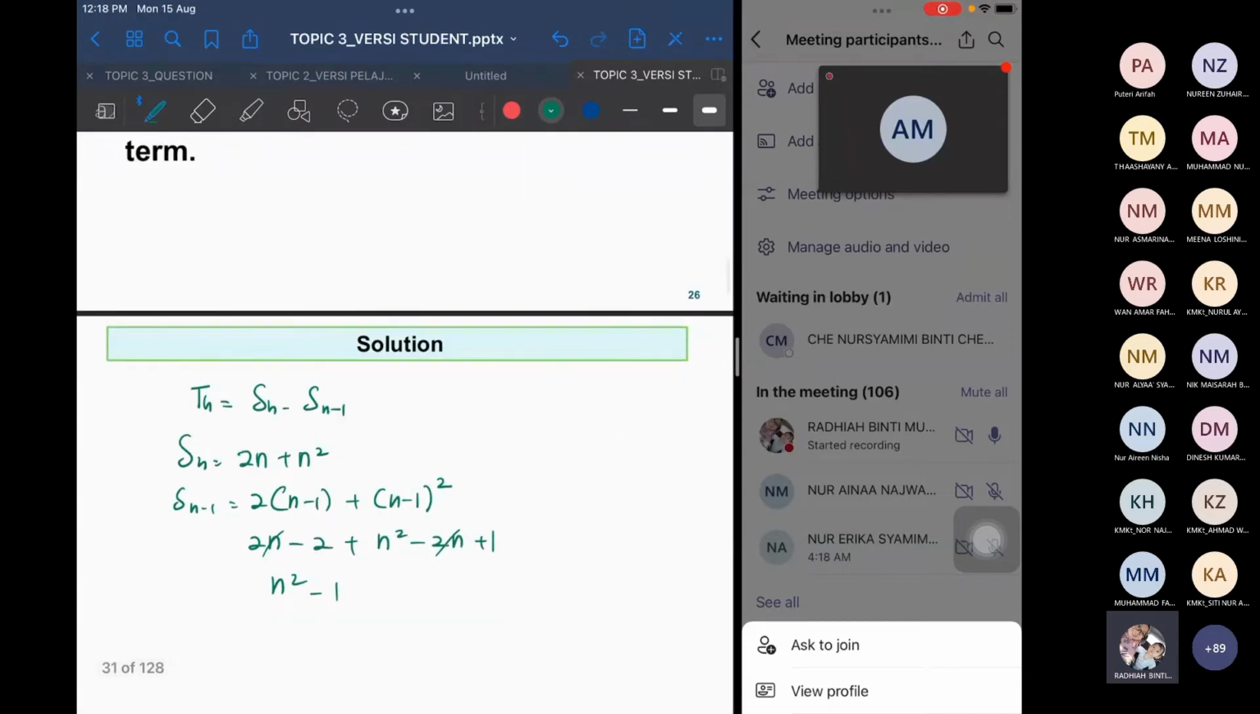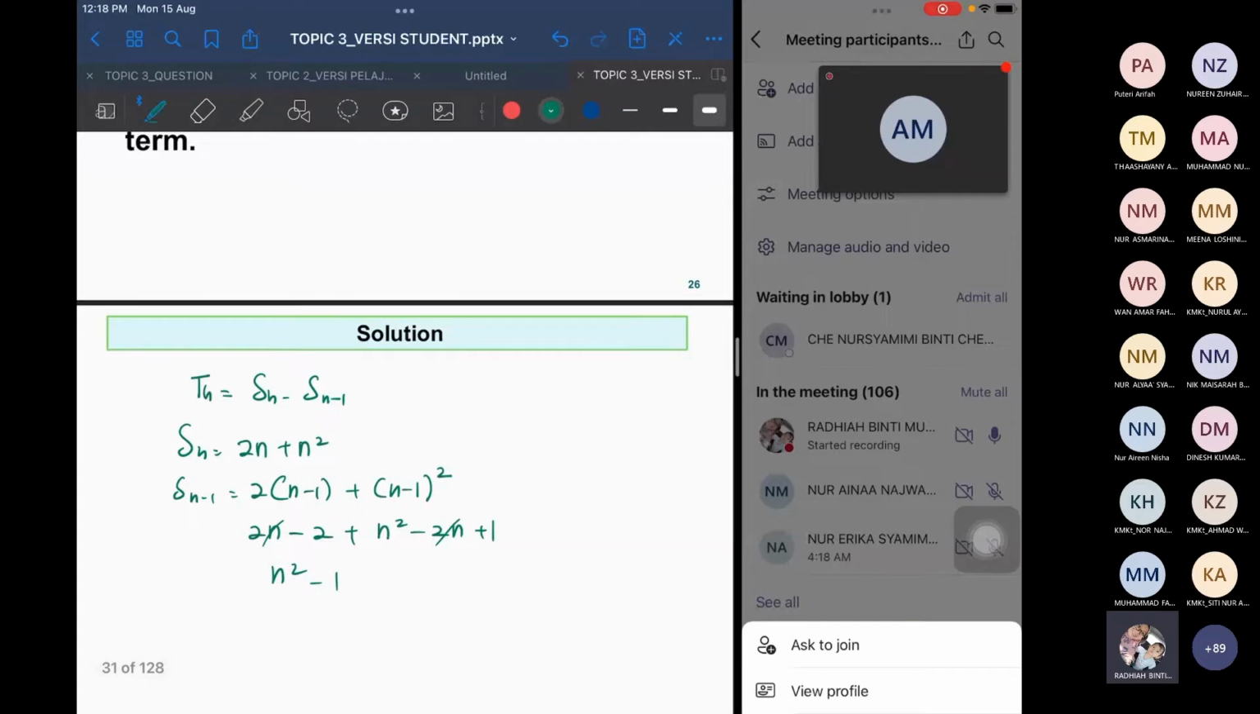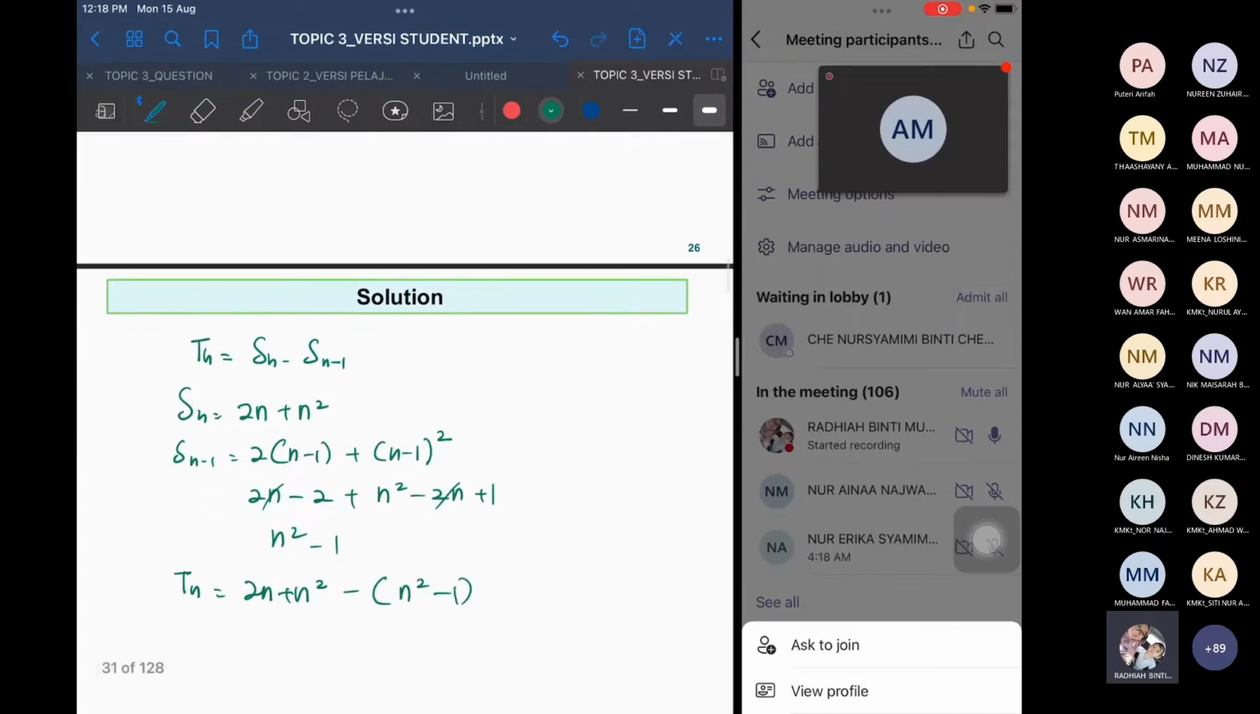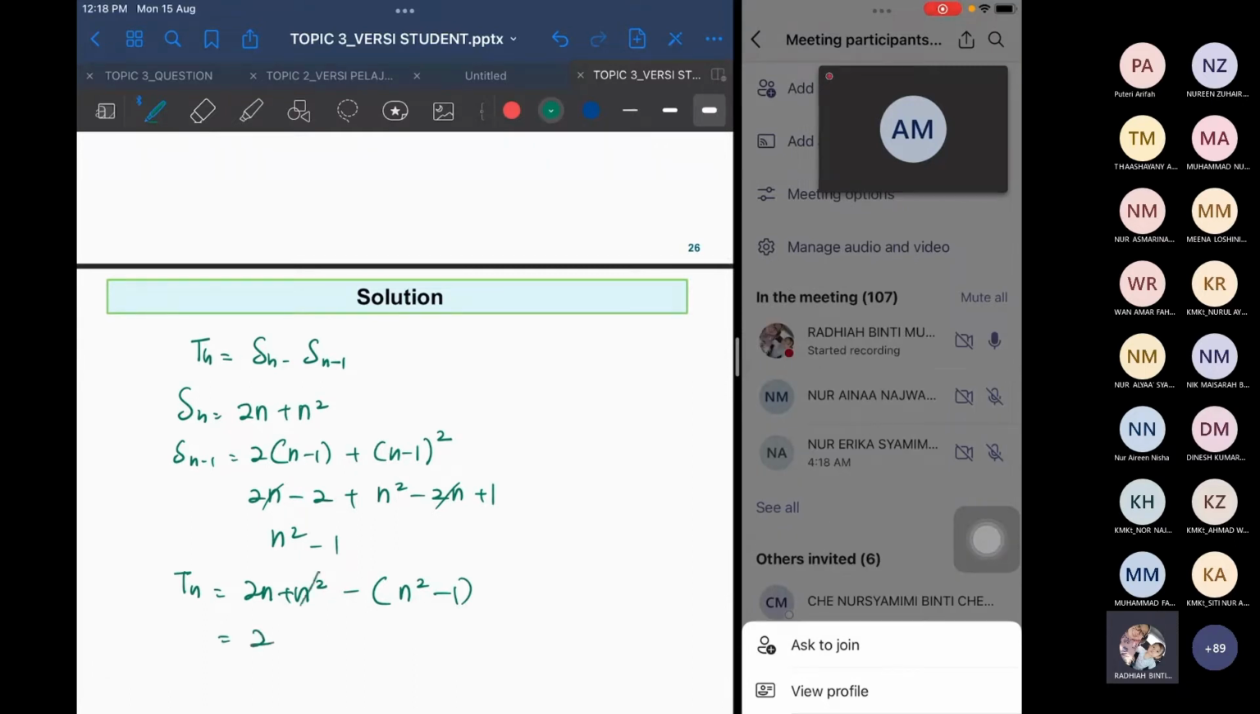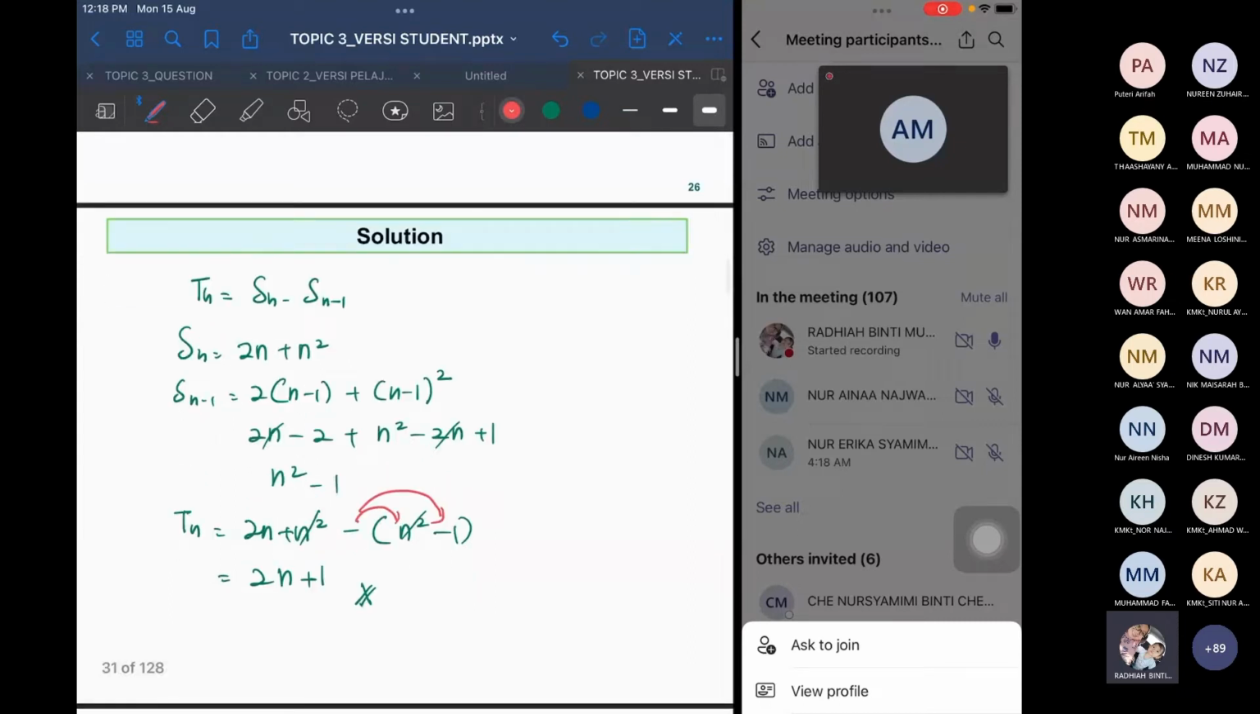Okay, so ni tak habis lagi ya kelas sebab kita nak n term which is Tn. So Sn kita adalah 2n plus n square, okay, minus dengan n square minus 1. And then we simplify, kita akan dapat part ni hilang. So you got 2n plus 1. Okay, so kat sini kita kena simplify betul-betul lah. Tolak, yang ni will be positive.